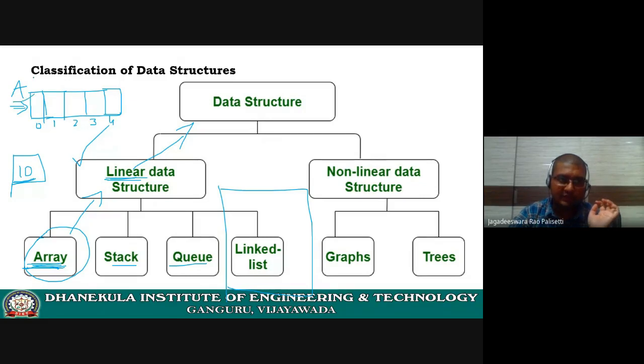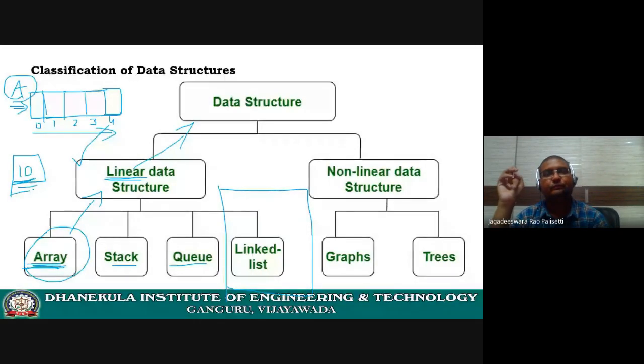Can I use this array? No. Why? Because I can store the first 5 elements, but what about the remaining 5? I can't store them. Am I clear? This particular array A cannot accommodate my 10 data elements. Hence, this array is not sufficient for me to store the data.